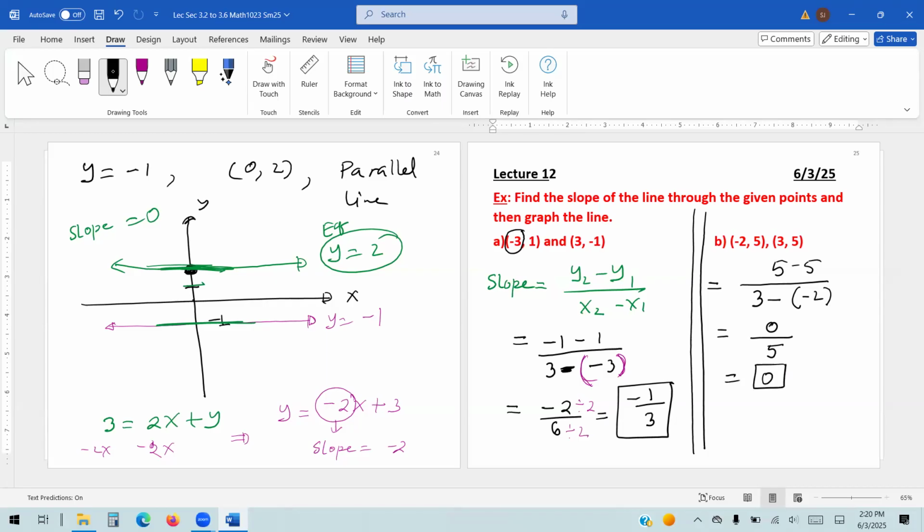So which type of line has 0 slope? Horizontal line. So the 2 points we have are taken from a horizontal line. And you can actually visualize it. We have negative 2, 5. So negative 2, let's say 5 is here. And then 3, 5. 1, 2, 3, 5 is here. See? It's a horizontal line. So obviously, slope has to be 0. One straight line. Any question?